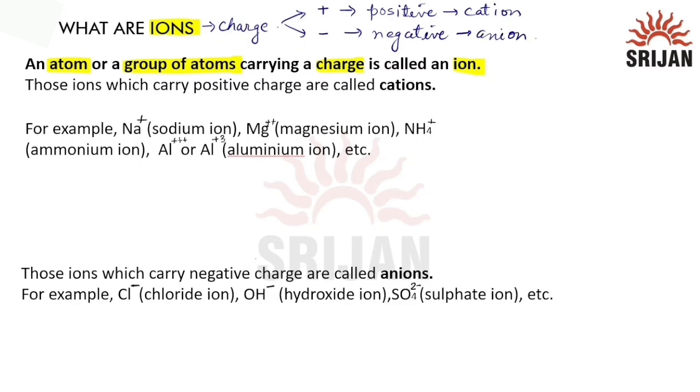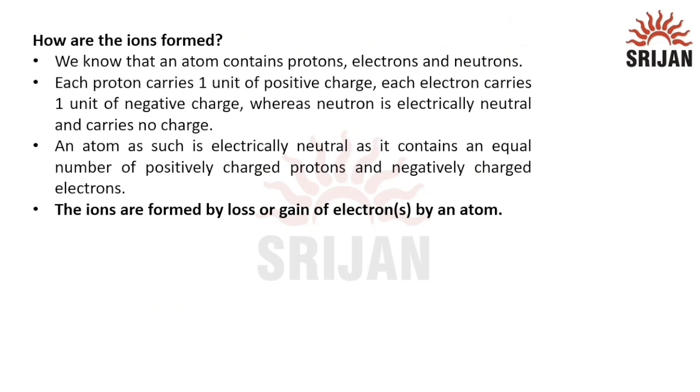So those ions which carry positive charge are called cations, and the examples are sodium ion, magnesium, ammonium and aluminium ion. Those ions which carry negative charges are called anions. Chlorine having a negative charge is known as chloride ion, hydroxide ion, sulfate ion. Now let's come to the formation of ions.